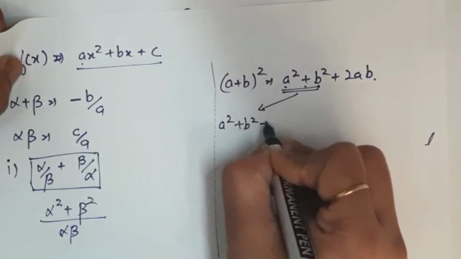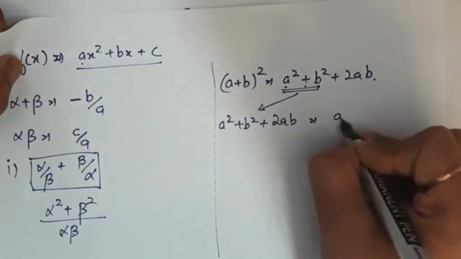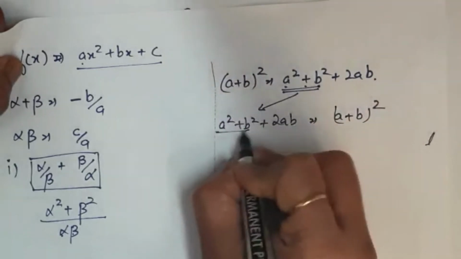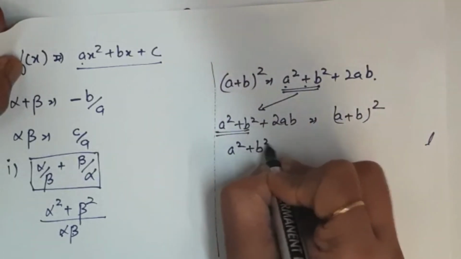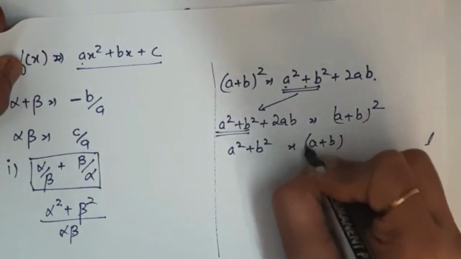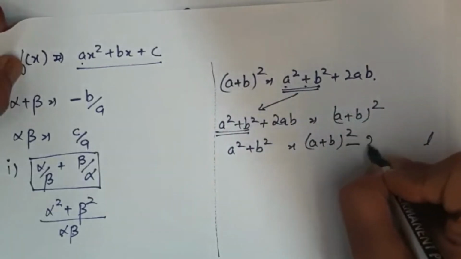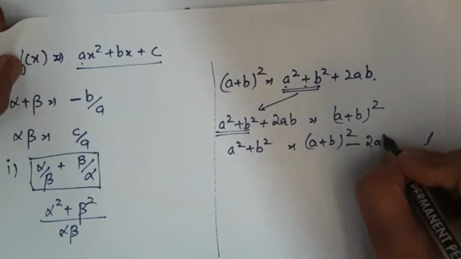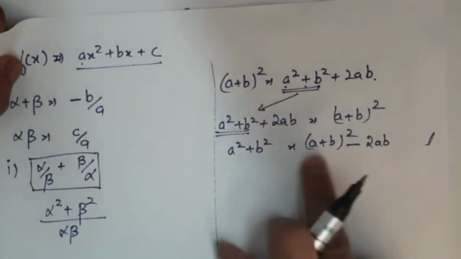a² + b² + 2ab is equal to (a + b)². Now we have to put this value. Keep this aside, (a + b)², and move all the other things to the other side. Now a² + b² is equal to this.